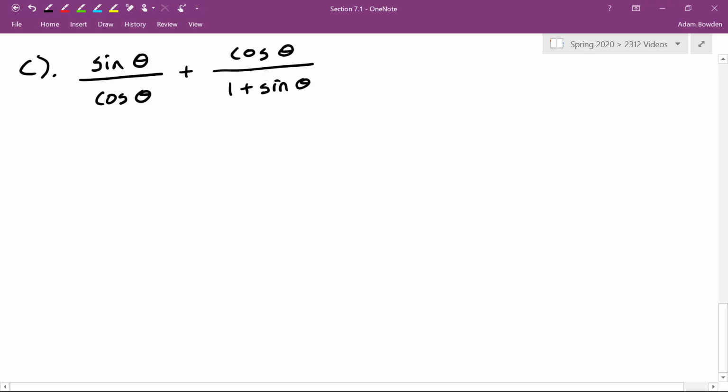All right, let's do one more simplifying example here. Sine theta over cosine theta plus cosine theta over 1 plus sine theta. So we need to do the simplification here. Note that in this situation, everything is sine and cosine already, so we don't have to worry about converting into sines and cosines. However, we do need to try to combine and add these two things together by getting a common denominator.